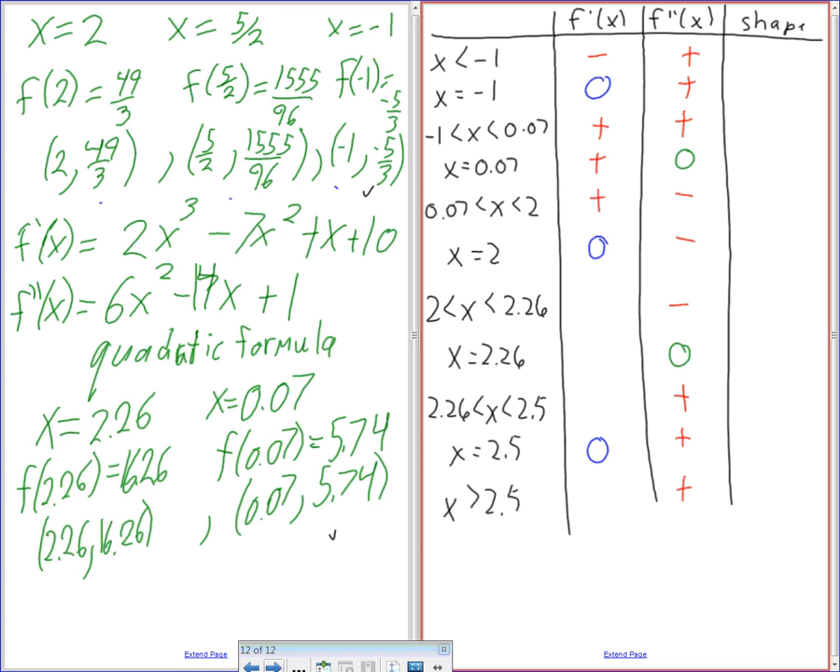Let's do the last one first. Let's do 20. 20 cubed is a big number minus a smaller number plus a bigger number, which makes this a positive. And hopefully if someone does f prime of somewhere in here, this should be negative, and it will be negative.